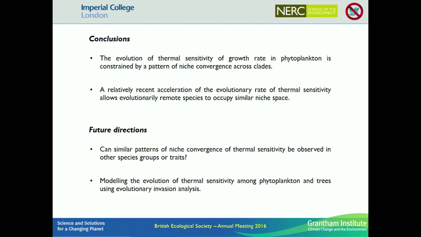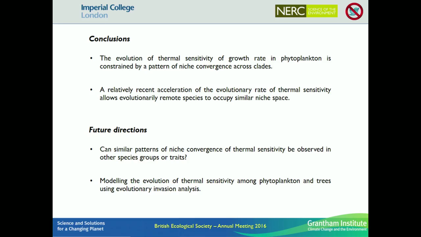So the next steps that I'm going to do is try to understand how general this pattern is. So can we see this phylogenetic pattern in other traits like photosynthesis rate or respiration rate or other groups of species? So if you know any big data sets that I can use for this analysis, please come and talk to me.